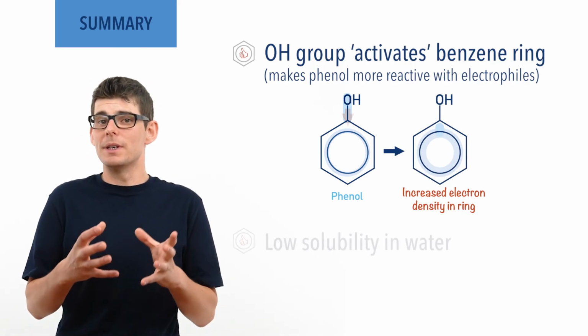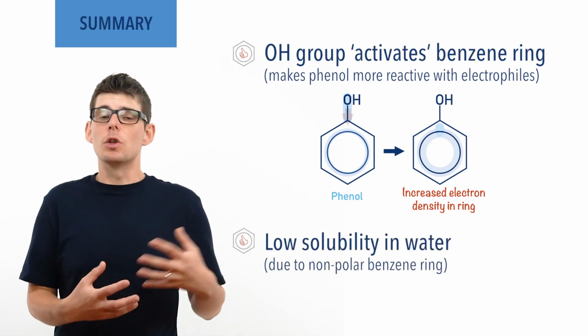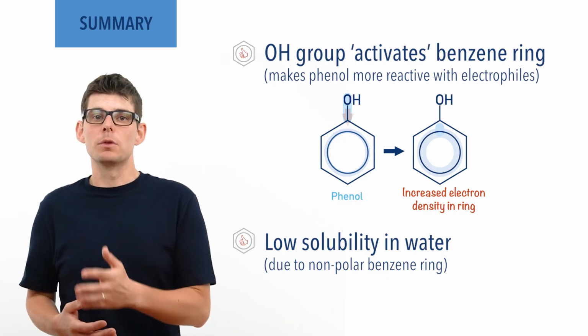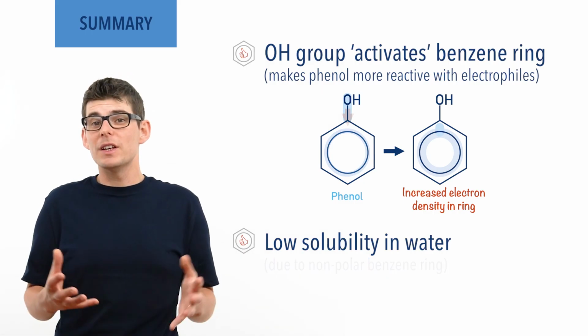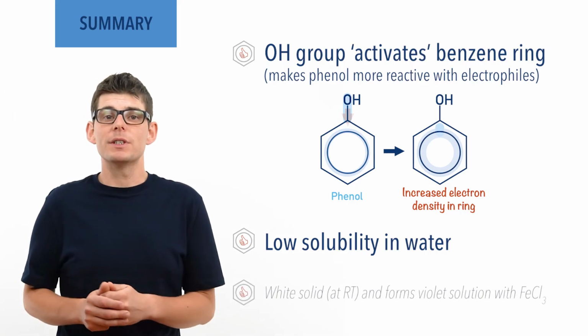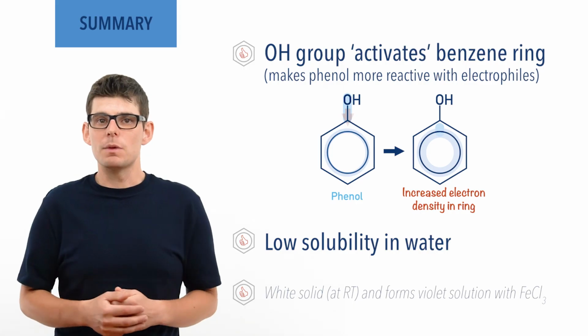Phenol has a low solubility in water due to the nonpolar benzene ring overriding the polar OH group that is able to form hydrogen bonds with the water molecules. Phenol is a white solid with a melting point of 43 degrees Celsius and forms a violet-coloured solution when mixed with aqueous iron trichloride.